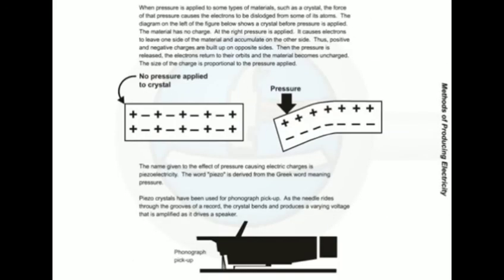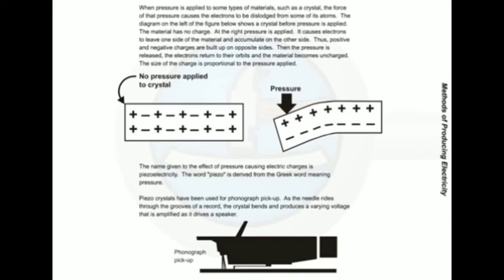Pressure. When pressure is applied to some types of materials, such as a crystal, the force of that pressure causes the electrons to be dislodged from some of its atoms. The diagram here shows a crystal before pressure is applied. The material has no charge. At the right, pressure is applied.